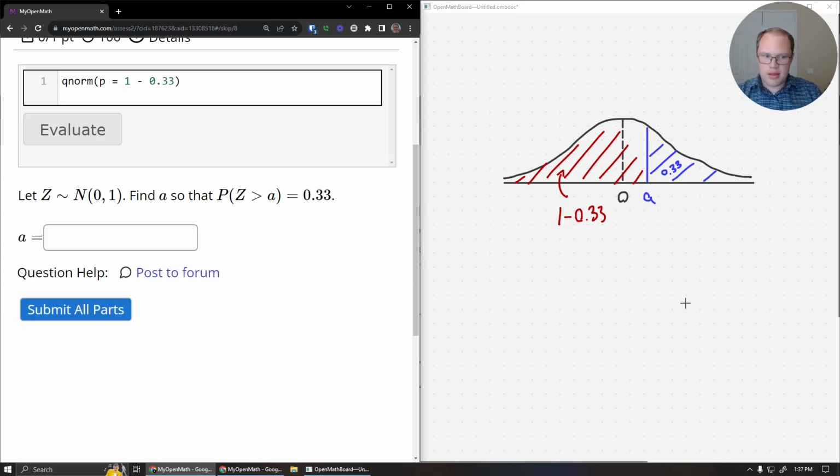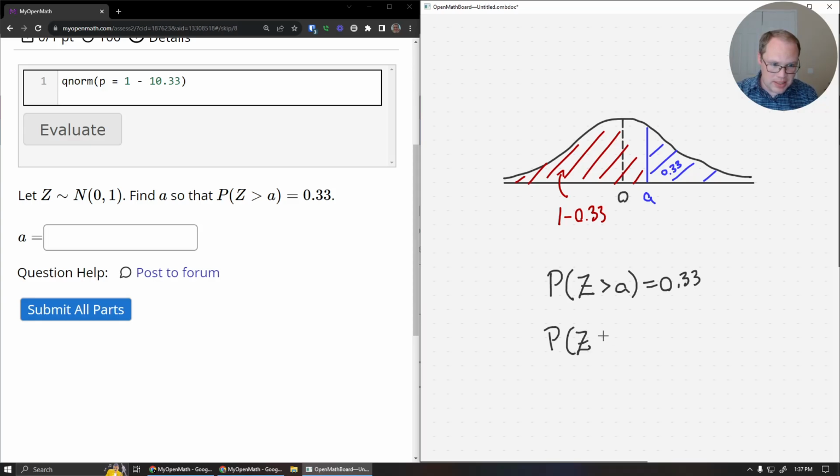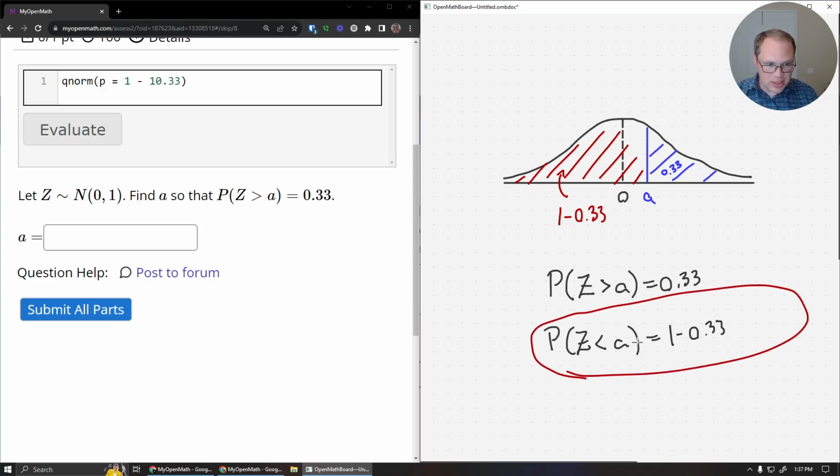And that way, basically what we've done is we've recast the problem. Instead of probability of Z being greater than A is 0.33, we've rewritten it so that the probability that Z is less than A is equal to 1 minus 0.33. And this is the form that the function expects, with the probability to the left of the value.